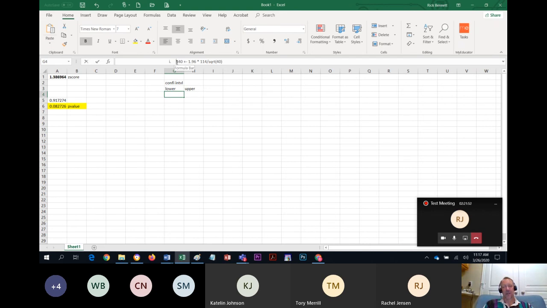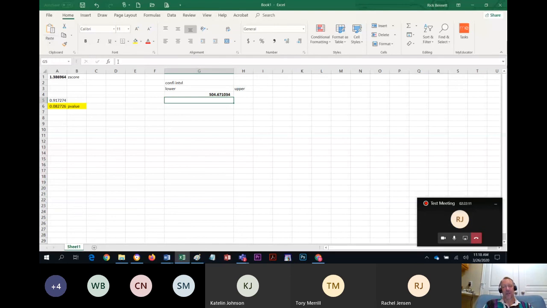Oops. That's got a lot of spaces there. So we'll do the minus. Why did it do that? I forgot the equals. And we'll do the same thing with the plus. I'm going to change that minus to a plus. Plus, I say, equals. Okay.